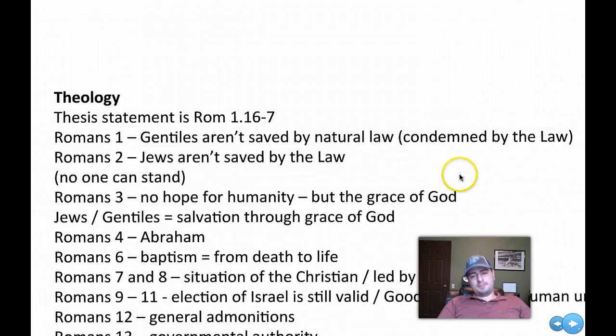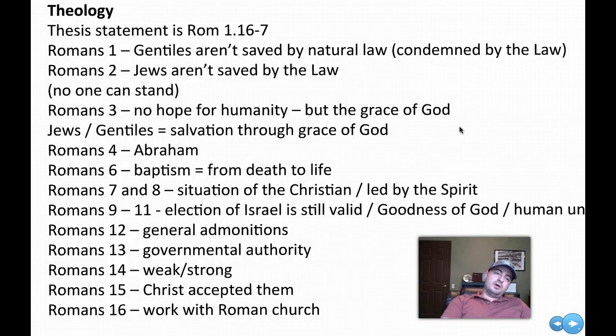Okay, we're going to go through a very, very brief outline of Romans. You need to know that the thesis statement is Romans 1:16-17. And the argument of Romans 1 is that Gentiles aren't saved by natural law. The point of that is he's trying to bring Gentiles under the same condition as the Jews. Jews are the people of promise, and they were given the law by God to please God and do what God wants them to do, and they will eventually be redeemed by God.